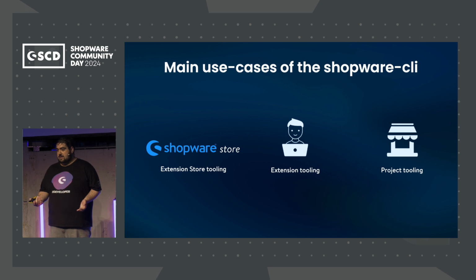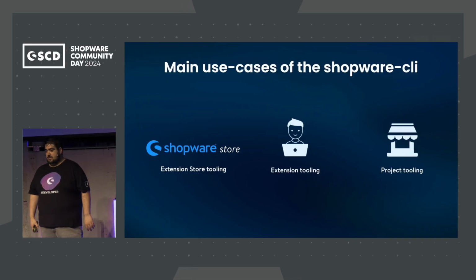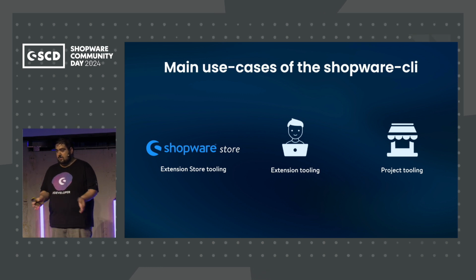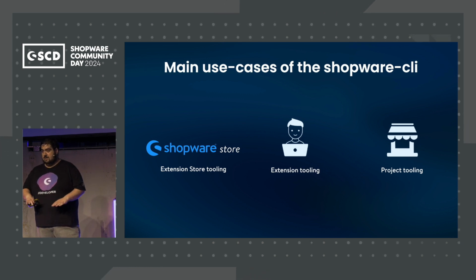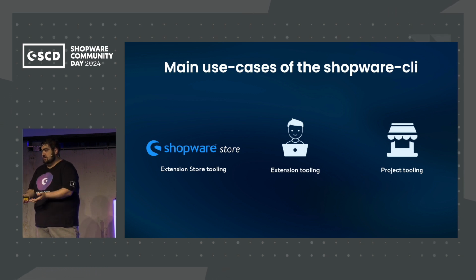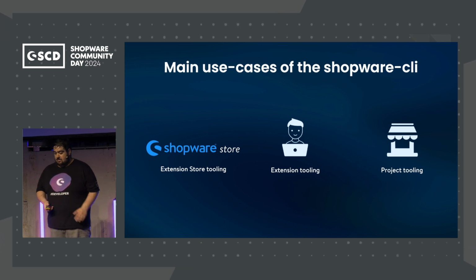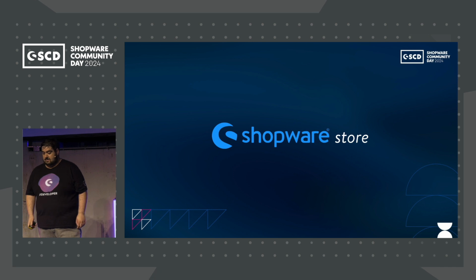So the first idea was, let's make it easier to upload plugins. That's why we have the extension store tooling. And then we handed it on to, let's make it even easier to build an extension zip. And the final stage was some days ago: let's build a complete product tooling to do everything at once. So we can use the same CLI for the store, to build an extension, or do something completely within a project. So let's take a look at what we can do with the Shopware store.